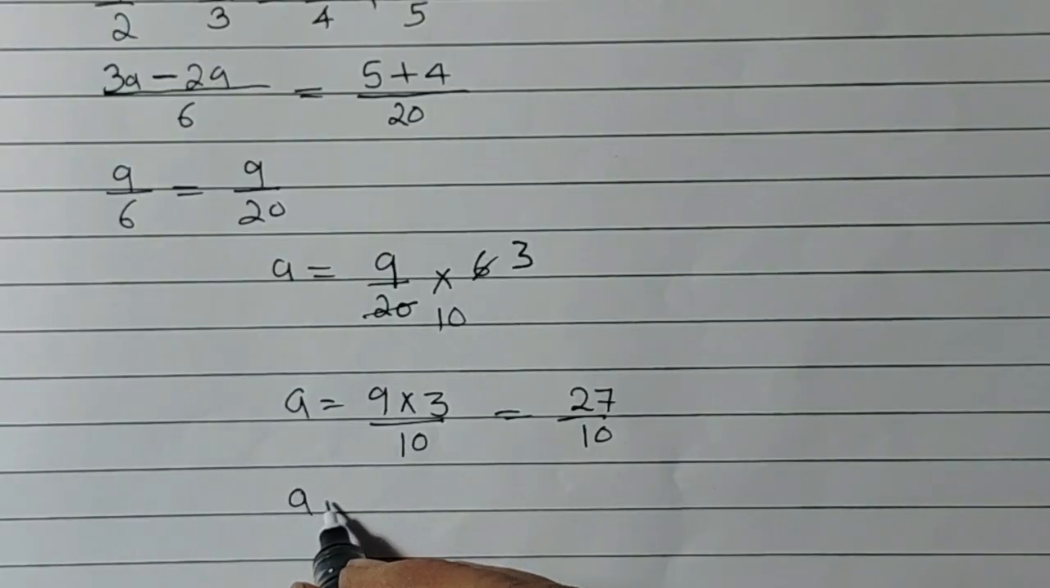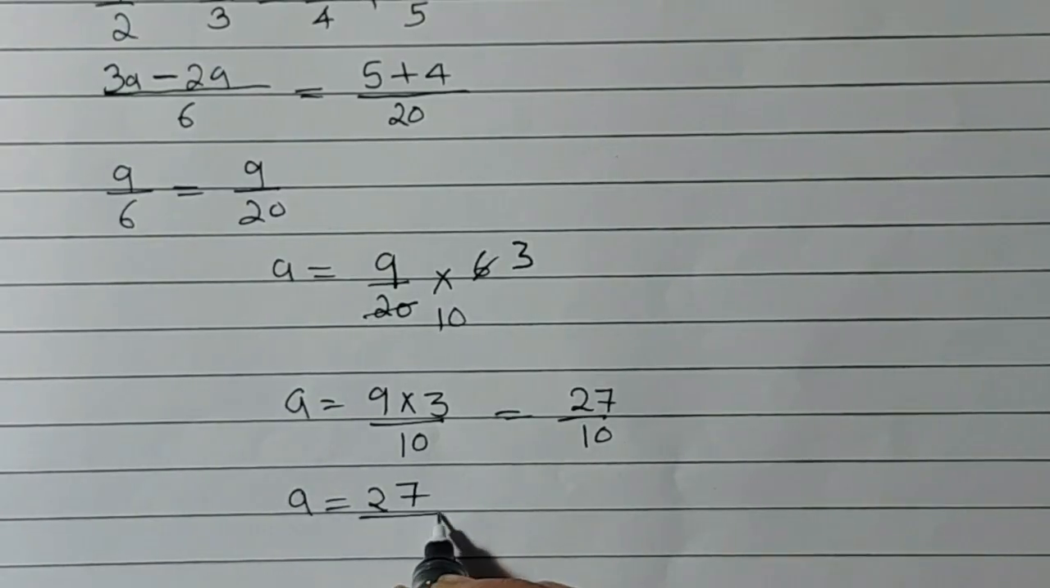So the value of a is 27/10. This is the answer.